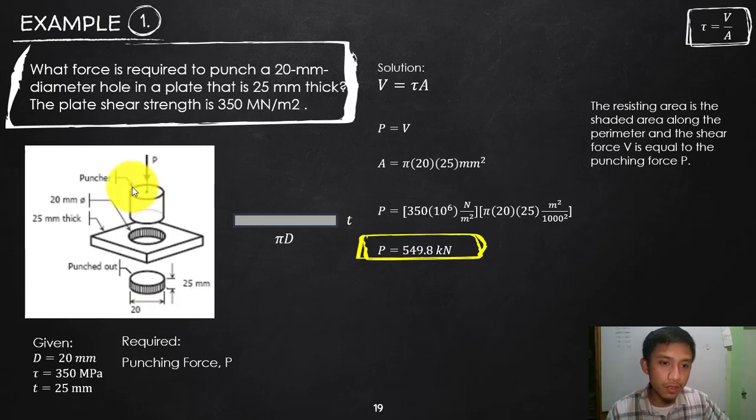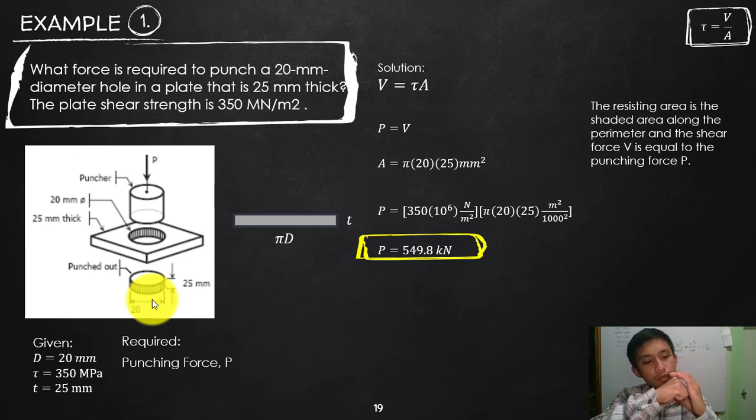So how will this area resist this P? It is because of the shearing. Just imagine this circular part that will be removed from the plate. Let's say this is the plate, and this is the circular part that will be punched. So how will that be removed? This way. Imagine that one. So this part of the hole that is removed and the remaining part of the plate, the resisting will be the friction.